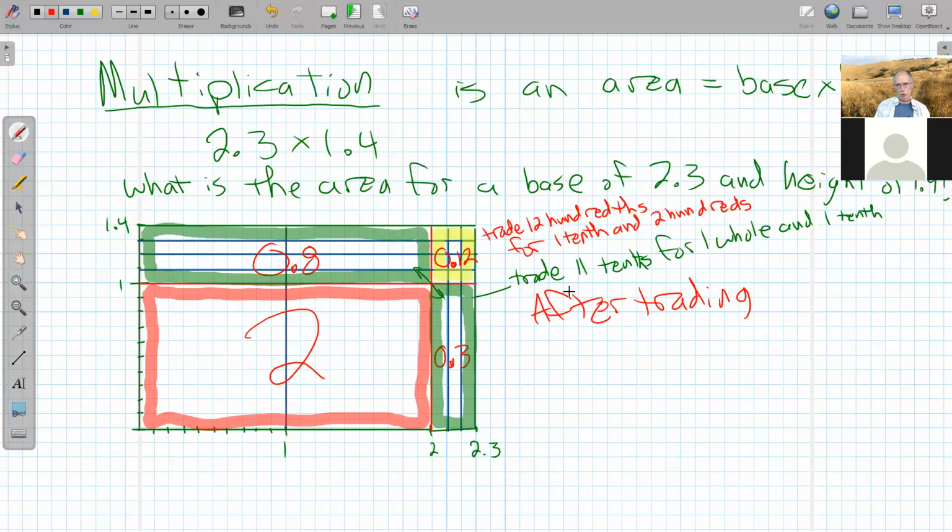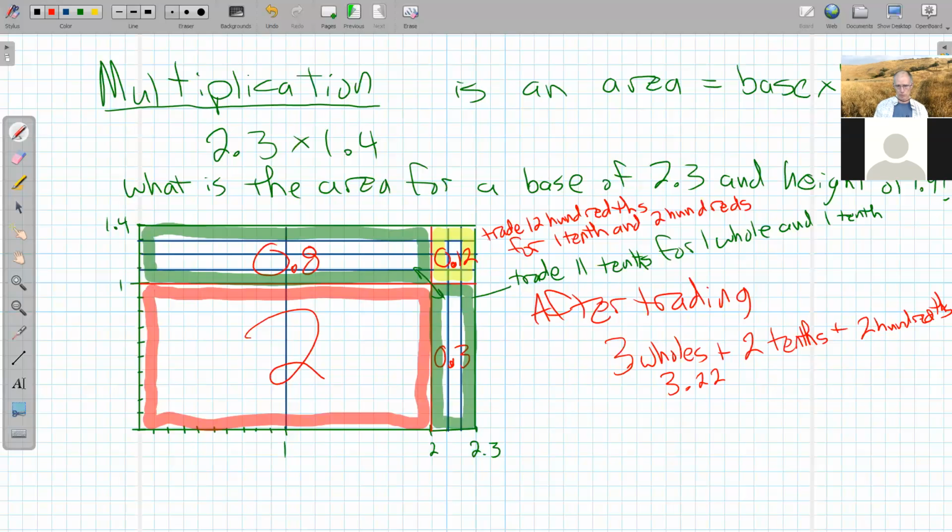I had 2 wholes, I now have another one, so I have 3 wholes. And as far as the tenths go, I had 1 leftover tenth from those, and I traded for another tenth there, so I see 2 tenths here. And after the trade of the hundredths, there were 2 hundredths left over. All right, so it looks like our answer is 3 and 22 hundredths. 3 wholes, 2 tenths, 2 hundredths.